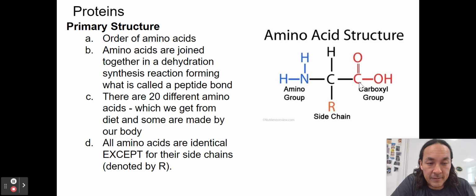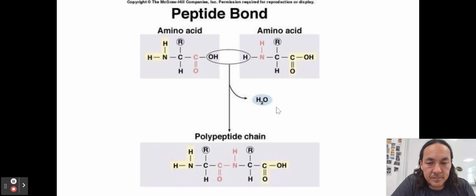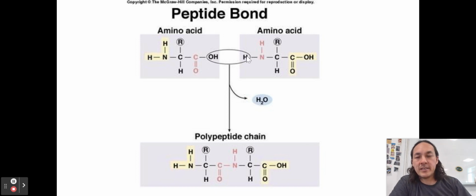It's going to have what's called a carboxyl group. You don't need to know that, but this carbon and an oxygen and hydrogen, and an amino group. And they're going to be able to bond together. And so let's see that happen coming up here. So here's that OH and here's the H. And look at that. We can do a dehydration synthesis reaction to bond two amino acids together.